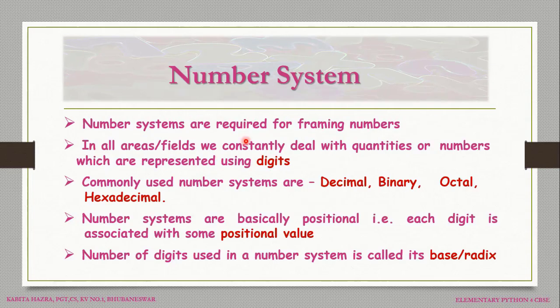Numbers are framed using any number system. In everyday life, we constantly deal with many numeric quantities, and numbers are represented using digits. Commonly used number systems are decimal, binary, octal and hexadecimal. These number systems are basically positional. That means each digit of these number systems is associated with some positional value.